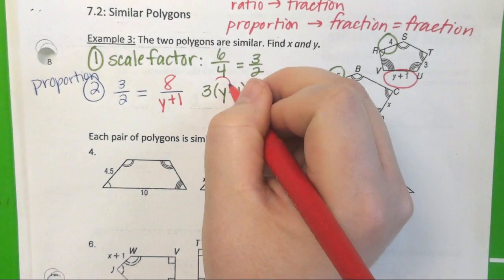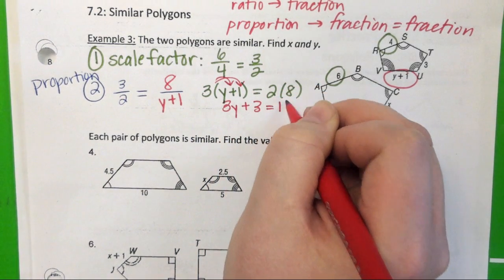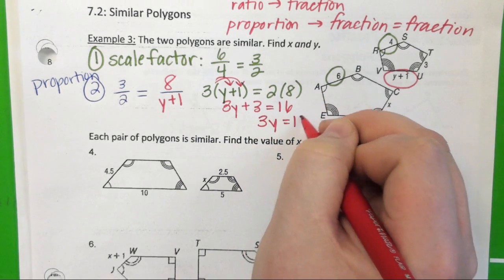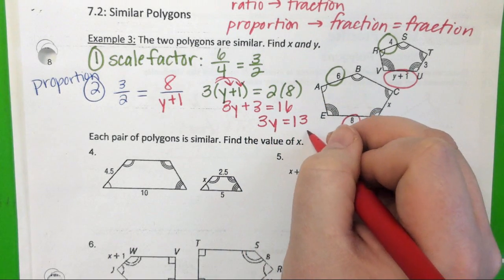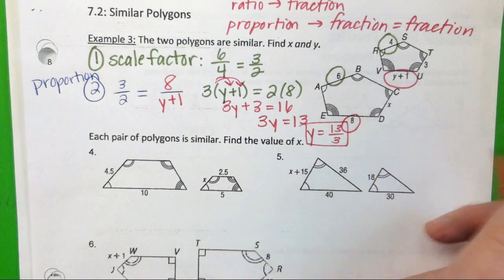So when I distribute, I get 3y plus 3 equals 16. So 3y equals 13. And I'm sorry, it's not a pretty whole number today. y equals 13 over 3. And that's fine. We found the value for y.